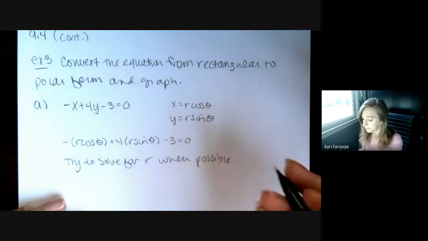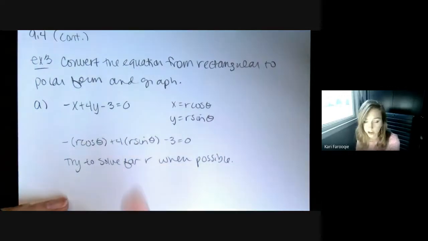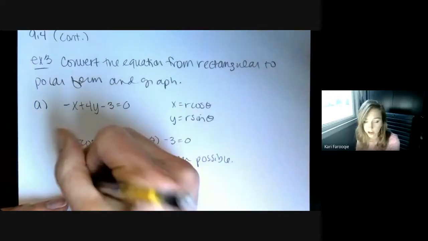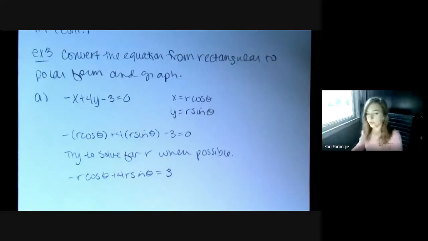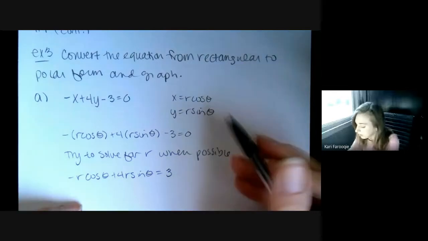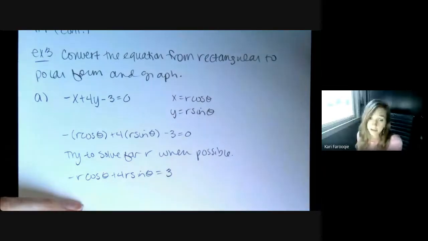So we're going to get the r's together, and then anything that's not an r we're going to put on the other side. If you want, I know I've made this more complicated by including those parentheses now. But you can just go ahead and move that 3 over to the other side by adding it to both sides of the equation.